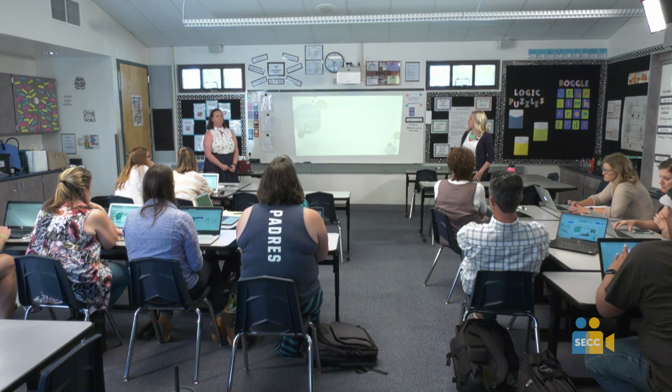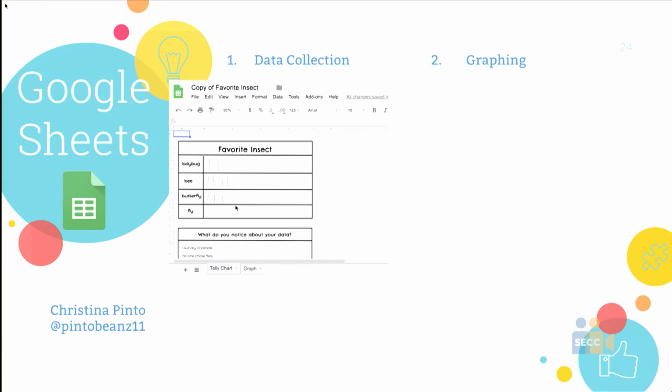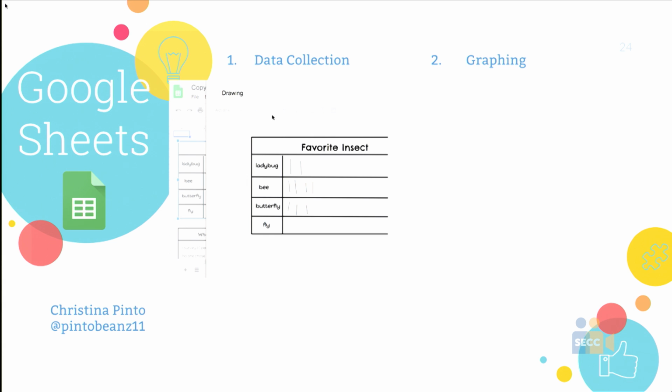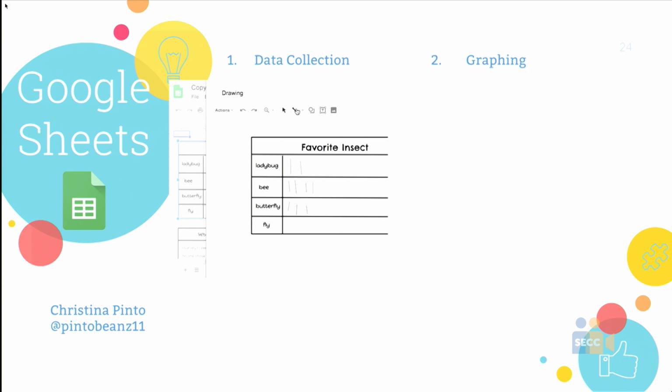Another piece from Google Sheets, we found this again from Christina Pinto. One of the standards in 1st grade is data collection and graphing. So on a Google Sheet, there's inserted a Google drawing. They double click on the Google drawing. They open it up and then they ask their classmates, what's your favorite insect? They're practicing making tally marks. So they've collected their data.